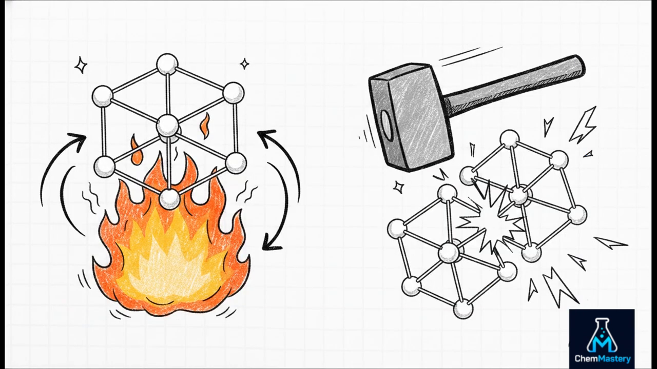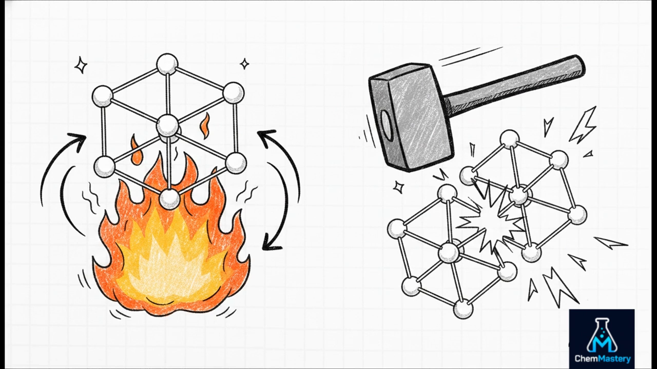And this completely explains the physical properties we see in the real world. Ever wonder why ceramics, glass, or just plain table salt have such incredibly high melting and boiling points? It's because you need a tremendous amount of thermal energy, heat, just to overcome those strong electrostatic forces, break those rigid bonds, and actually melt the solid down.